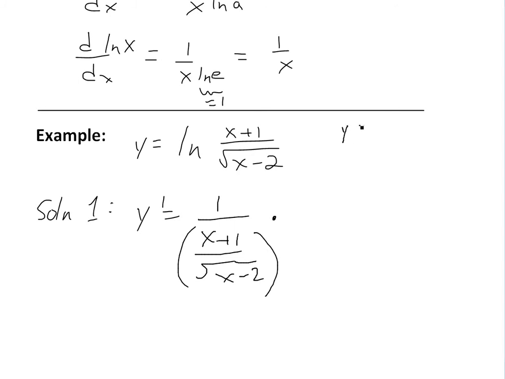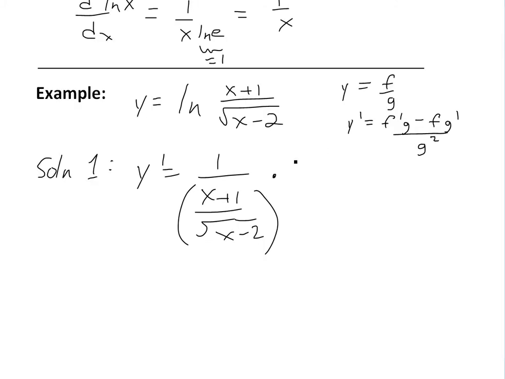And we know the quotient rule is: if you have y equals f divided by g, then the derivative equals f prime g minus f g prime, all divided by g squared. So we apply that. If we apply that, we get the derivative of x plus 1, which is our f, which is going to be 1. I'll put this aside here, and then multiply by the bottom g, which is the square root of x minus 2. And now we have to subtract x plus 1, which is our f.